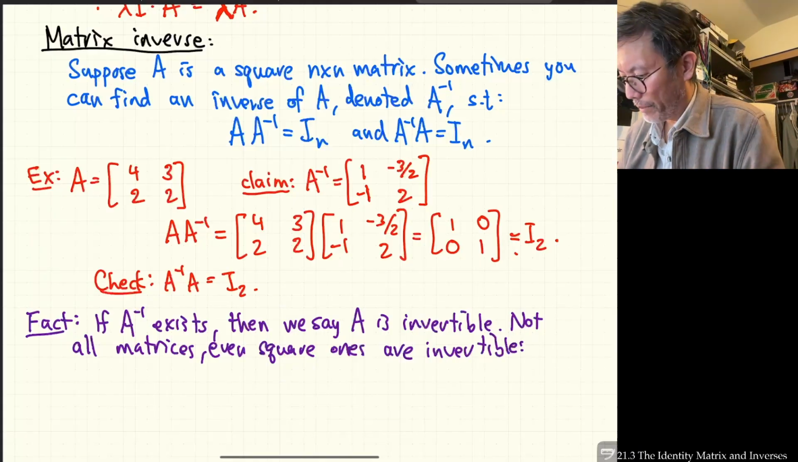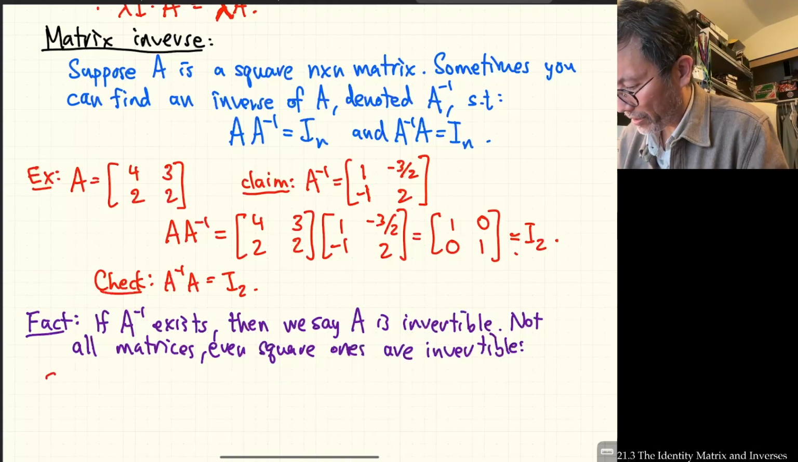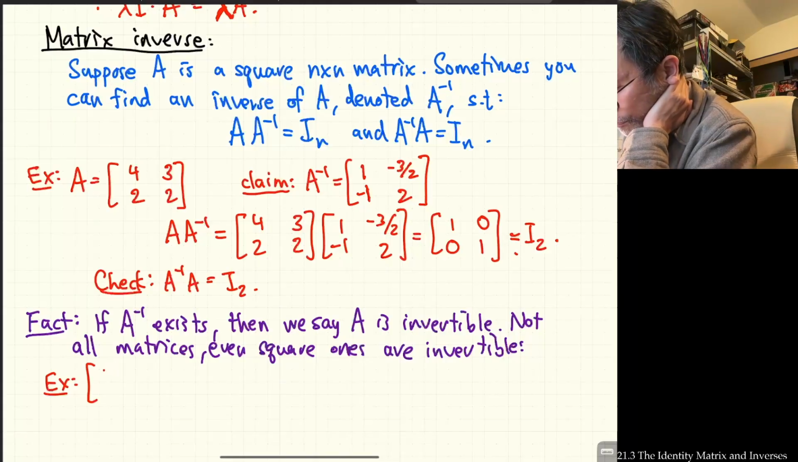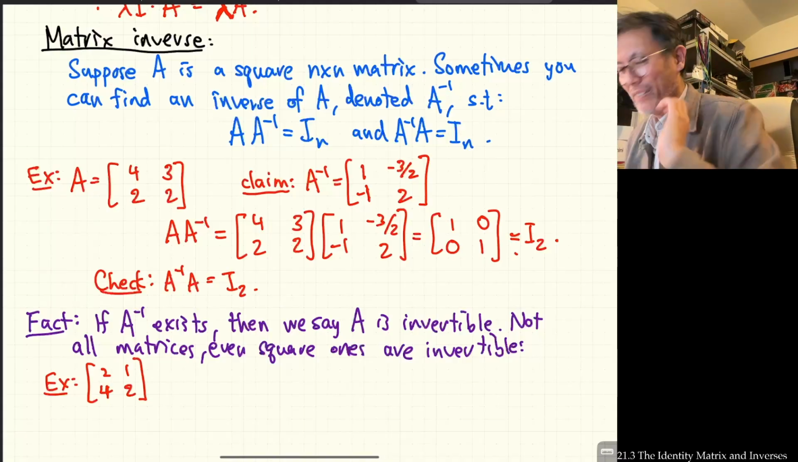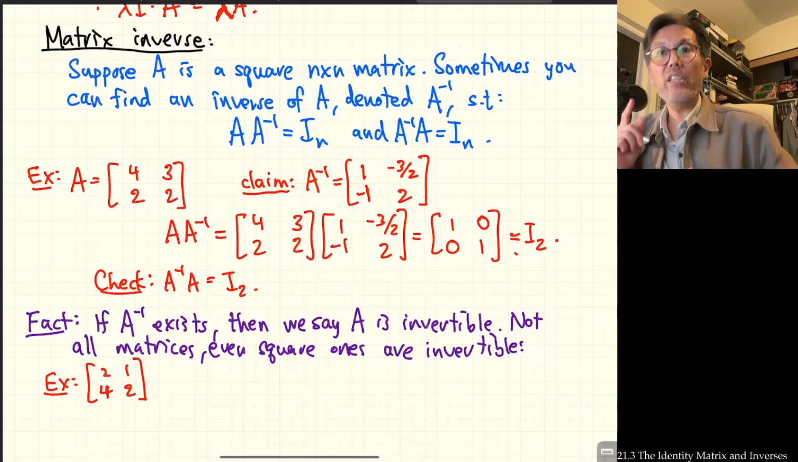Let me give you an example. And we'll learn about a criterion next time. But let's take the matrix 2, 1, 4, 2. This is not invertible.